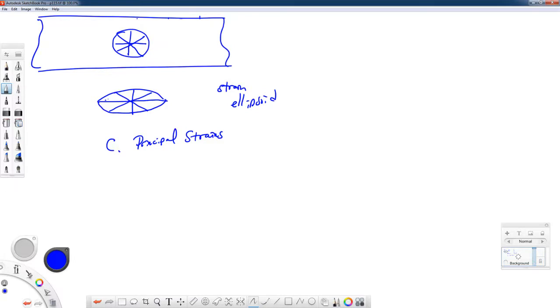Alright, so at the end of last time we talked about what I call the strain ellipsoid, and I guess to be more precise I should have called this the reciprocal strain ellipsoid, and how that kind of naturally leads us into talking about principal strains. Okay, so that's kind of a useful visualization for us.